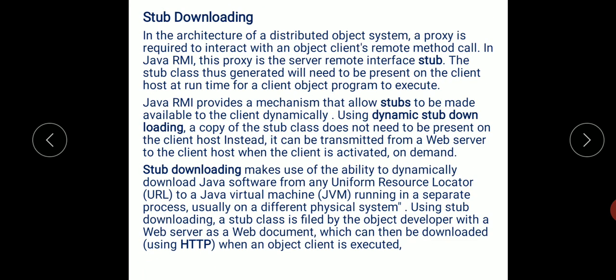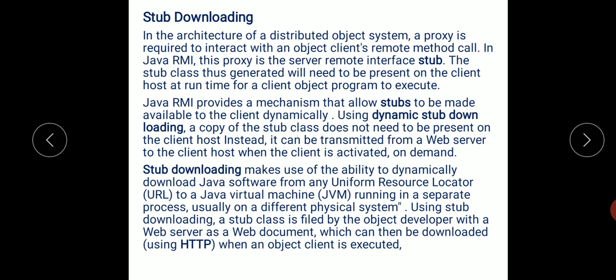So the next concept is stub downloading. In the architecture of a distributed object system, a proxy is required to interact with an object client's remote method call. In Java RMI, this proxy is the server remote interface, that is, the stub. The stub class thus generated need not be present on the client host at runtime for a client object program to execute. Java RMI provides a mechanism that allows stubs to be made available to the client dynamically.